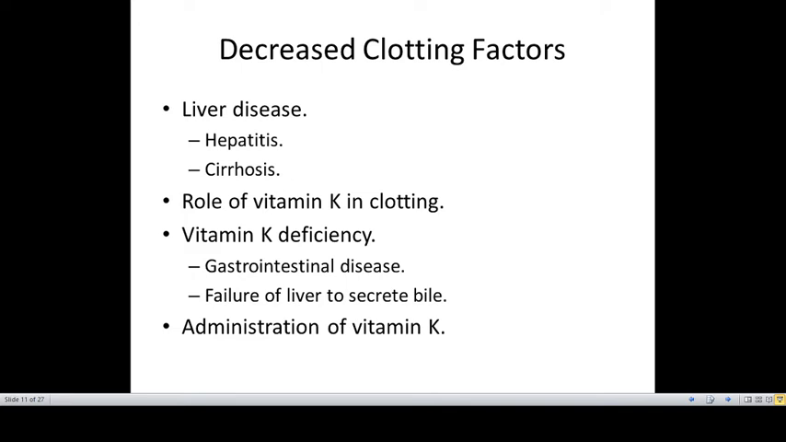Vitamin K deficiency seldom occurs in healthy persons, as vitamin K is continually synthesized by intestinal bacteria. However, as vitamin K is fat soluble and is absorbed into the blood along with the fats, its deficiency can occur in gastrointestinal diseases, in which there is poor absorption of fats.